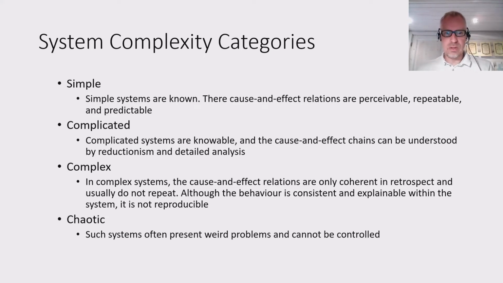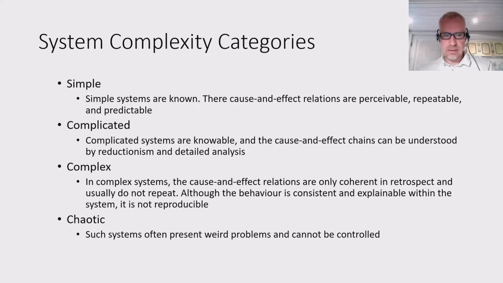The next one is complicated. Complicated systems are knowable, and the cause and effect change can be understood by reductionism and detailed analysis. So this is harder to get a grasp on, but it's definitely doable. You have to put in some effort to manage. And this is related to the weak emergent behavior category.